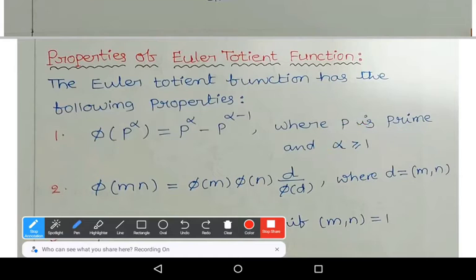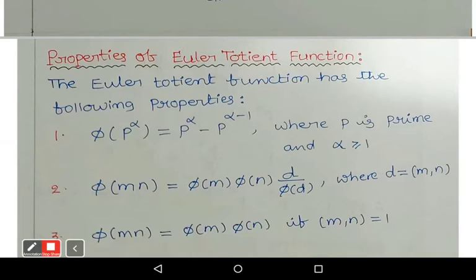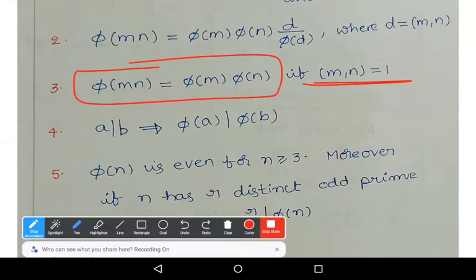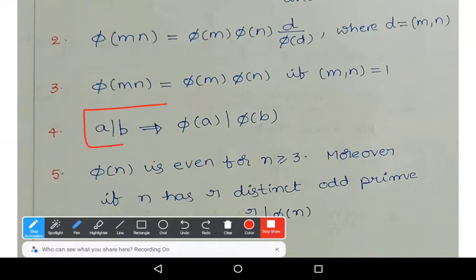And the second property, φ of mn is equal to φ of m into φ of n into d divided by φ of d, where d is equal to GCD, greatest common divisor of m comma n. Let us see the third property, φ of mn is equal to φ of m into φ of n if GCD of m comma n is equal to 1. And the fourth property, if A divides B, then φ of A divides φ of B.